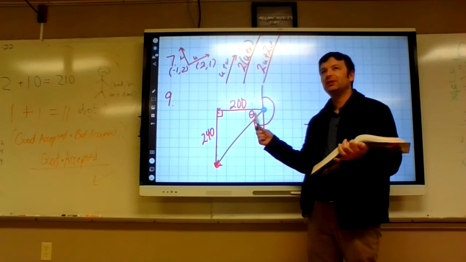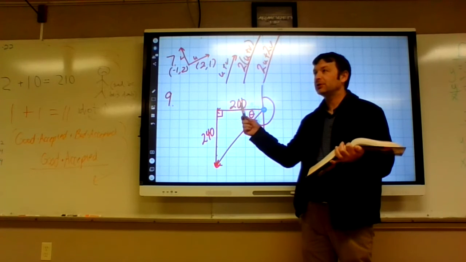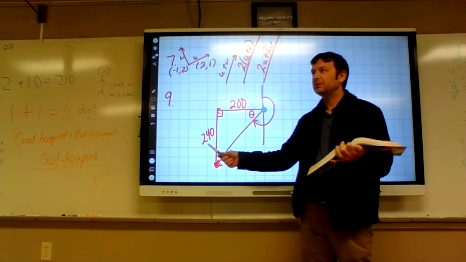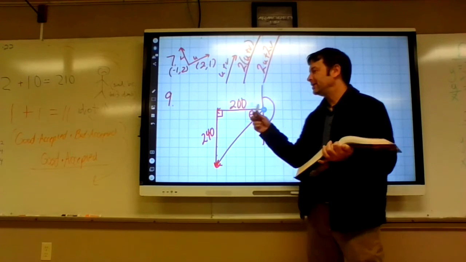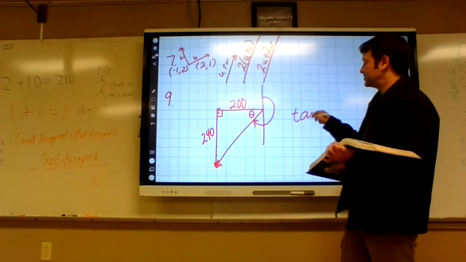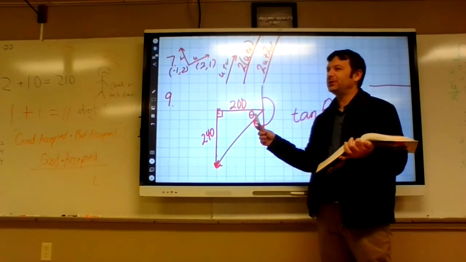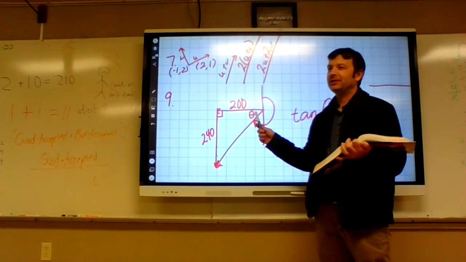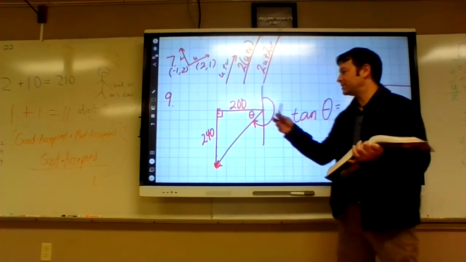Relative to this angle, what two sides am I working with here? Opposite and adjacent. What trig function deals with opposite and adjacent? Tangent. Tangent of the angle equals opposite over adjacent.